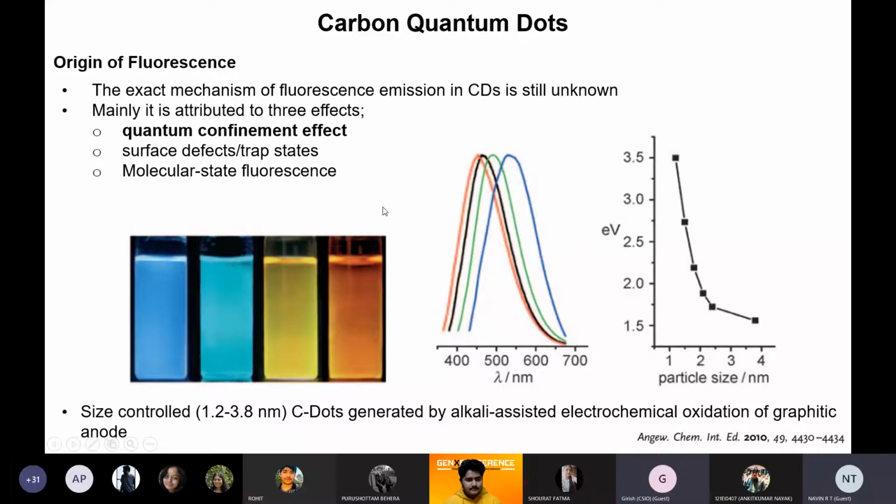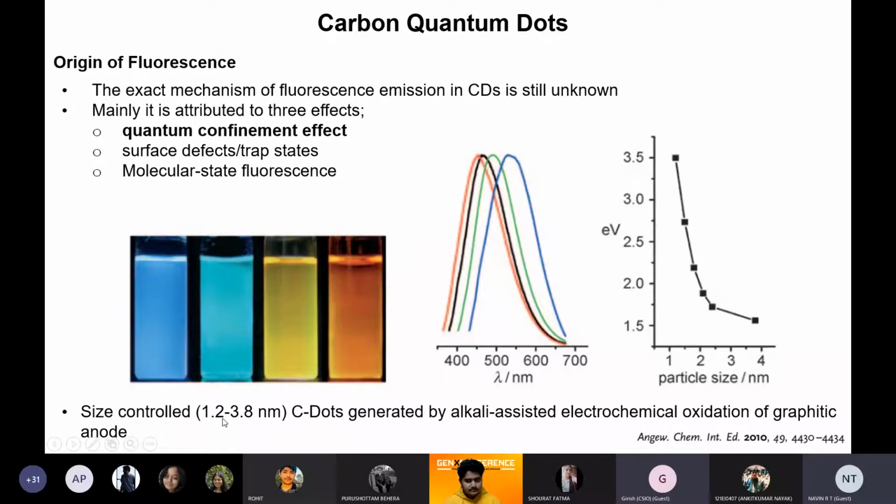First is the quantum confinement effect that I have already explained in the previous slides, where we can see that when the particle size is decreasing, the band gap of the particle increases, and accordingly the fluorescence of the particle shifts from red to blue, or it shows a blue shift.